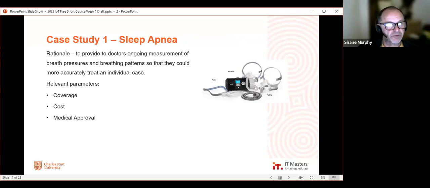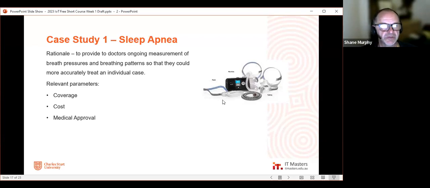I think tonight we'll just do one case study, and I've got three or four more here and they're in the notes, but we'll talk to them potentially next week or certainly the week after. This is about sleep apnea. The rationale was to provide doctors with ongoing measurement of breath pressure and breathing patterns so that they could more accurately treat individual cases. That was the rationale behind doing sleep apnea IoT.